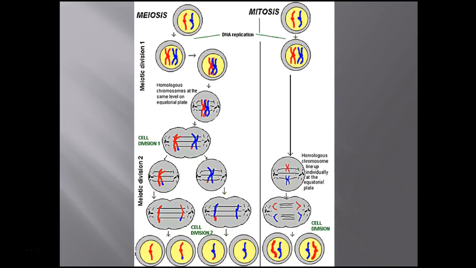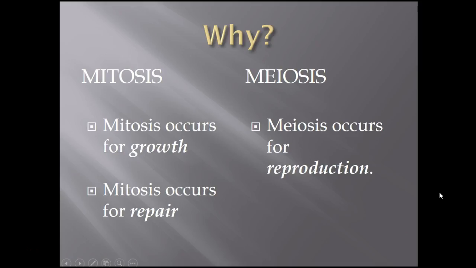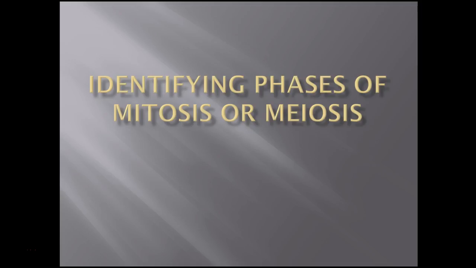Here's a diagram showing side by side the two processes. Notice here you start with 2 chromosomes in the parent cell, and then at the end of mitosis you still have 2 chromosomes. In meiosis you start with 2 chromosomes, and notice at the end of meiosis you have 4 cells, each only having 1 chromosome, so the number's been cut in half. Alright, so why does mitosis happen? It happens for growth and for repair. Meiosis, its sole purpose is for reproduction.